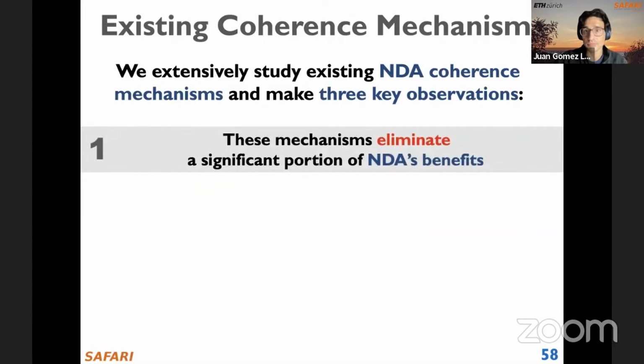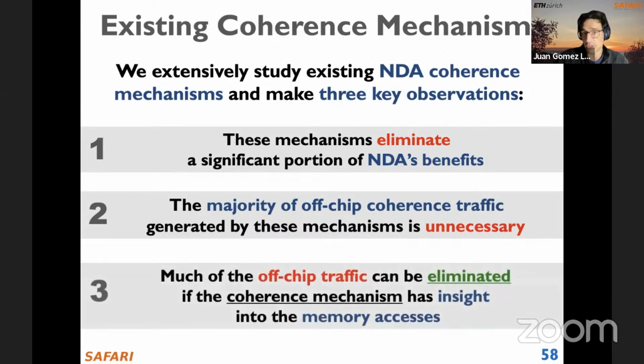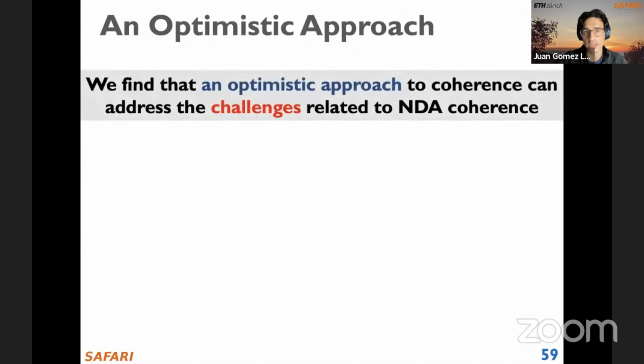Existing coherence mechanisms are not good, as we have seen in the previous graph, because these mechanisms eliminate a significant portion of the benefits of processing in memory. They incur a lot of coherence traffic that is in principle unnecessary, and it would be possible to eliminate a lot of this off-chip traffic if the coherence mechanism had some insights into the memory accesses.